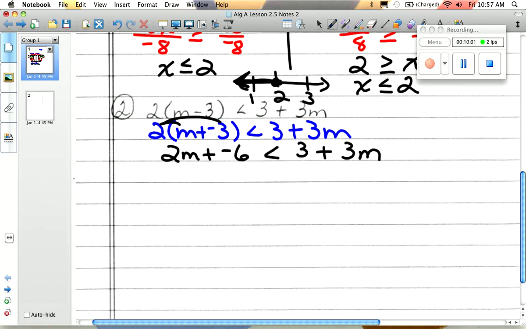Emerson, do you want us to show all our steps? What do you mean by show all your steps? You know, on the third row where it says 3 plus 3m. I just brought that down. Okay. Yeah. Oh, okay, never mind.